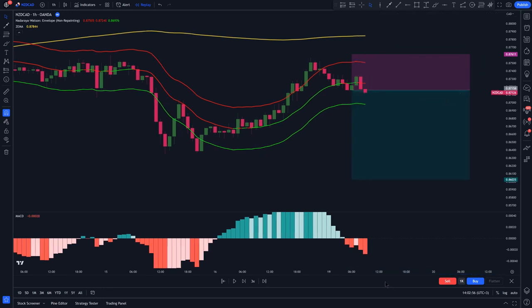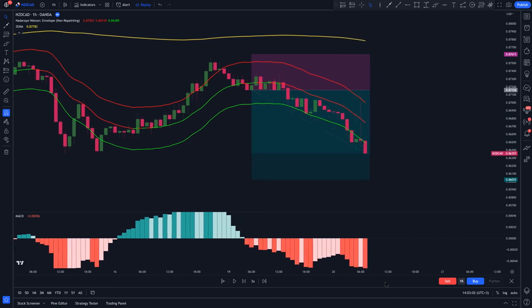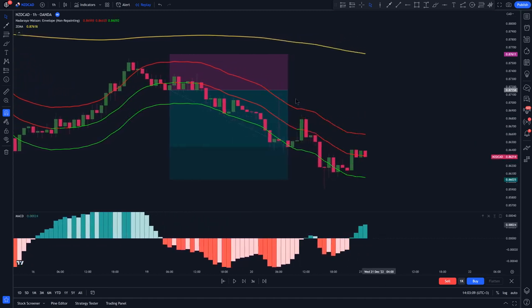We let this trade run, and it decides to hit take profit.